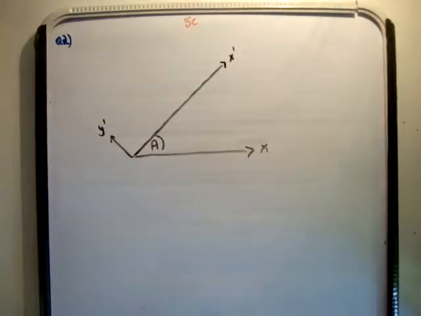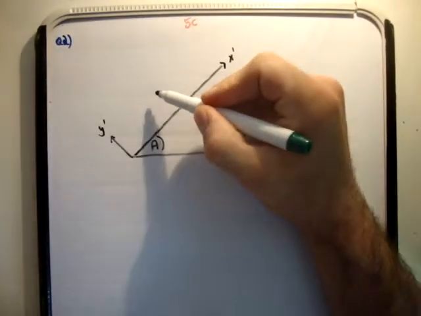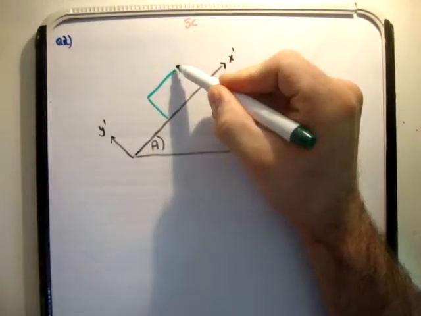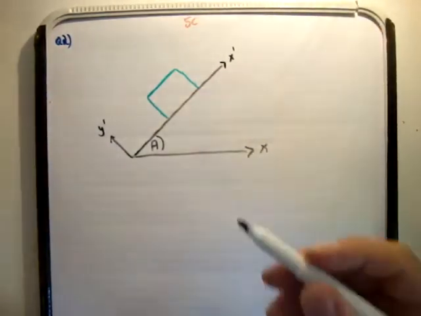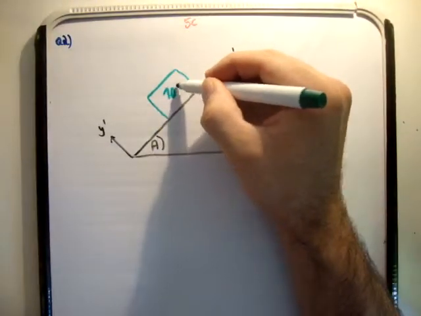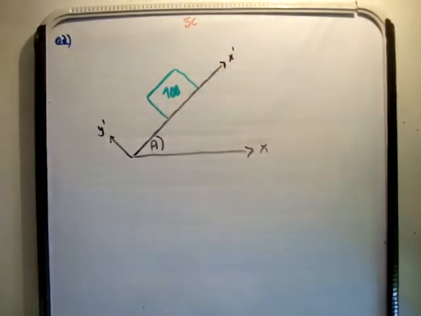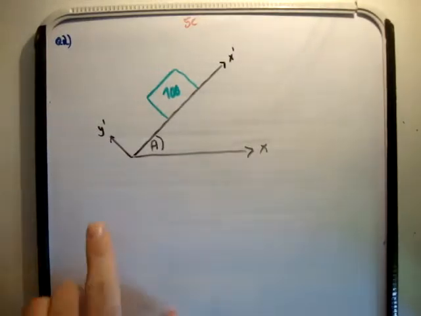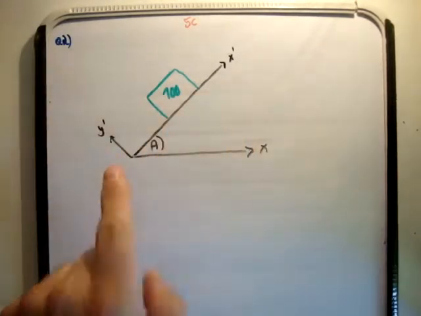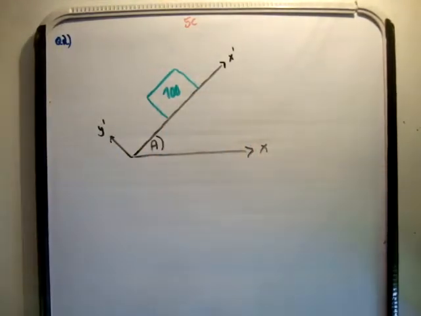The next thing we need to do is draw the block. We're told the block is just a block, so it could be any shape. So I'm going to draw this rectangular shape here. We're told its mass is equal to 100 kilograms. So you've got to remember, from now on, we're dealing with everything on the x prime, y prime plane.